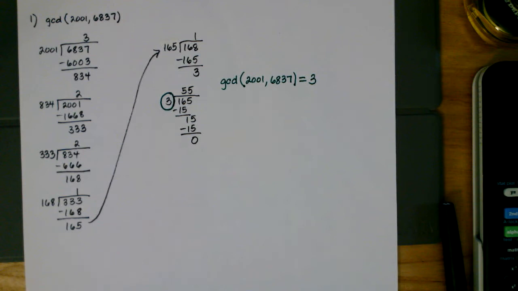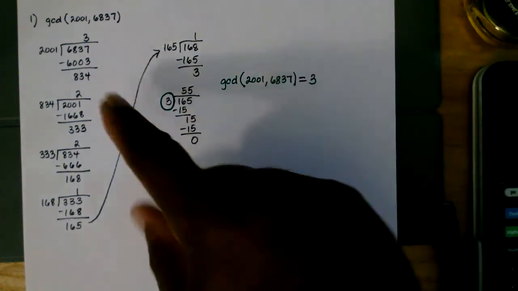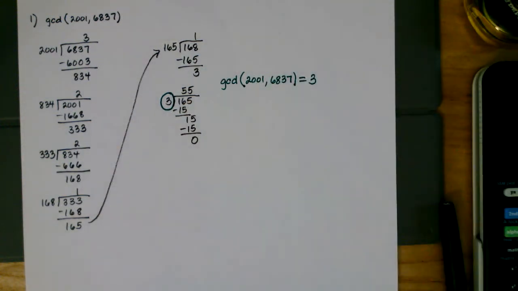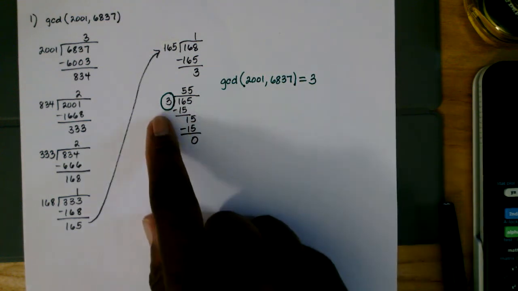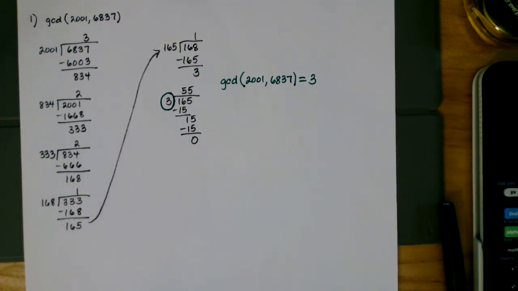Okay, so that was problem number 1, where you have to do this process until you get a 0 remainder. Once you get a 0 remainder, that last divisor, which is this 3, is going to be the GCD of those two numbers.